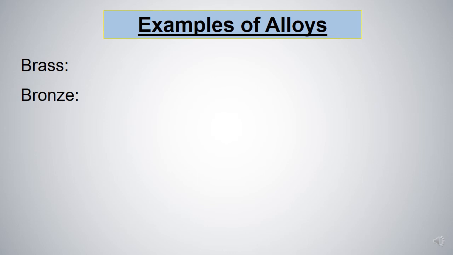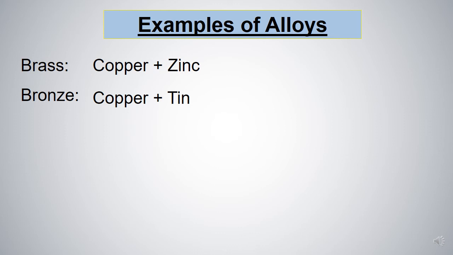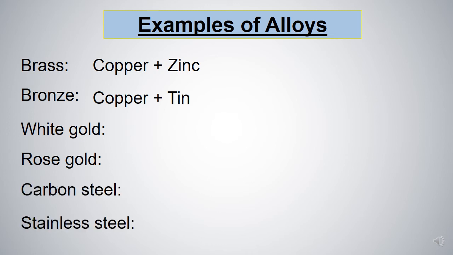Here are some examples of alloys. Brass is a mixture of copper and zinc. Bronze is a mixture of copper and tin. There are other alloys: white gold, rose gold, carbon steel, and stainless steel, each with different properties.